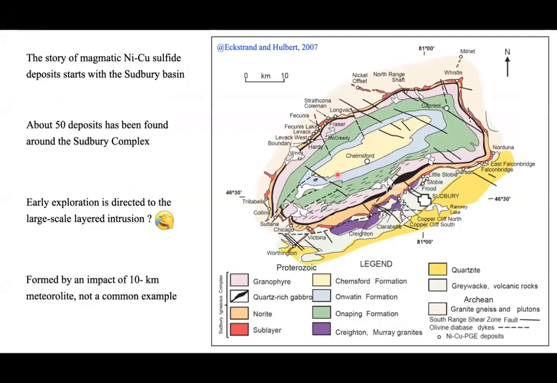Firstly, the story about the magmatic nickel copper sulfide deposit starts with the Sudbury basin, and about 15 deposits have been found around the Sudbury complex. The earlier explanations pointed to large-scale layered intrusions, but with no very good result. Finally, people found that it formed by impact. It's not a common example.